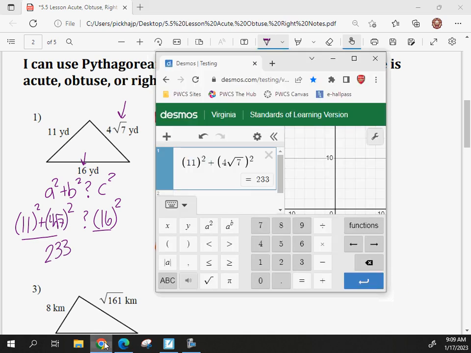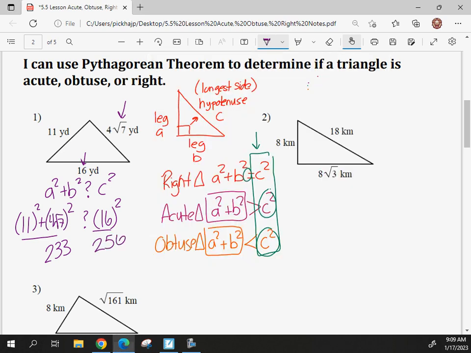And then I can do 16 squared, and I get 256. And now I can decide which side is bigger. What I really want to look at maybe is the right side. I want to decide, is c squared the same as a squared plus b squared? Then it's a right triangle. Is c squared larger? Then it's an obtuse triangle. Is c squared smaller? Then it's an acute triangle. In this case, c squared is larger.